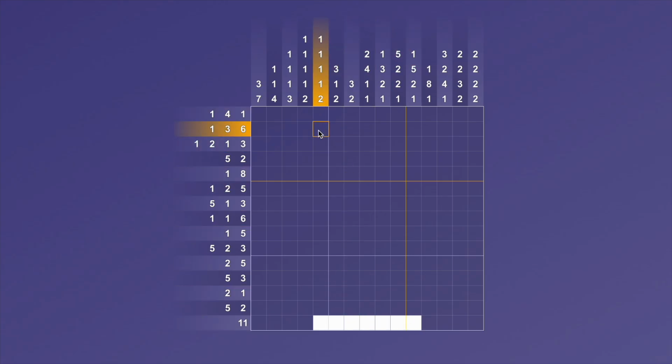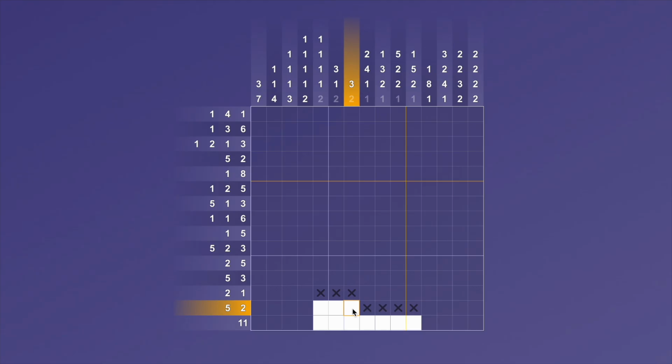And now I can look up here and say, okay, this column ends with a 2, and then put an X. This column ends with 2, then I'll put an X. This column ends in 2, and I'll put an X. This ends in 1, so an X. Ends in 1, so X. Ends in 1, so X. And another X. Okay, this row starts with a 5.